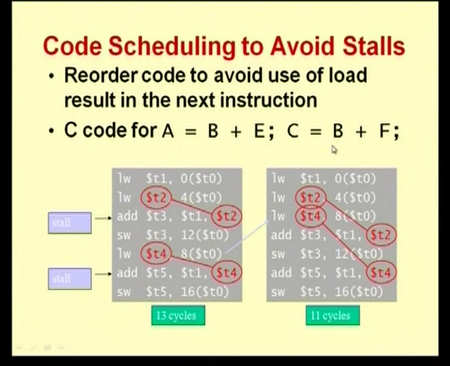Now, if you have already loaded B, you do not have to load it again. You just load F, add it to the value in the register which has already got B in it, and then store the value in C. Okay.